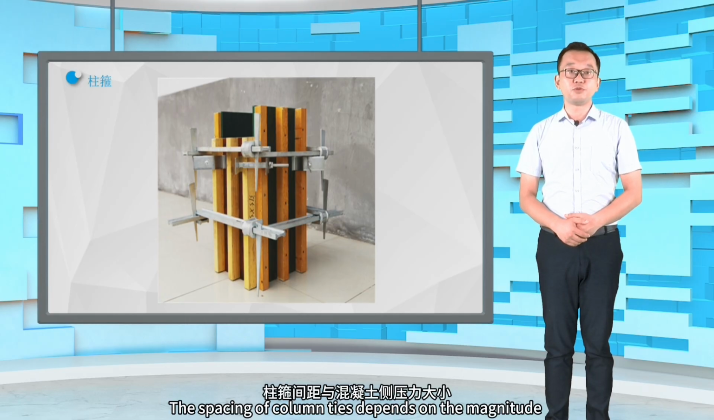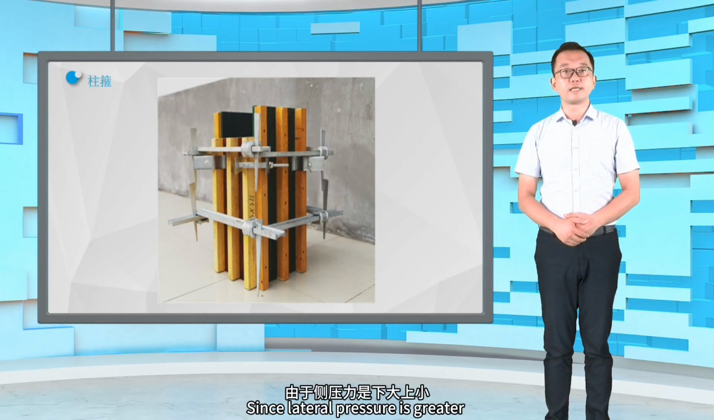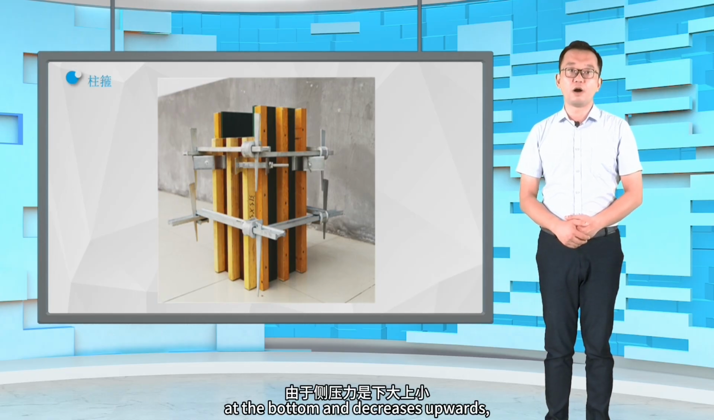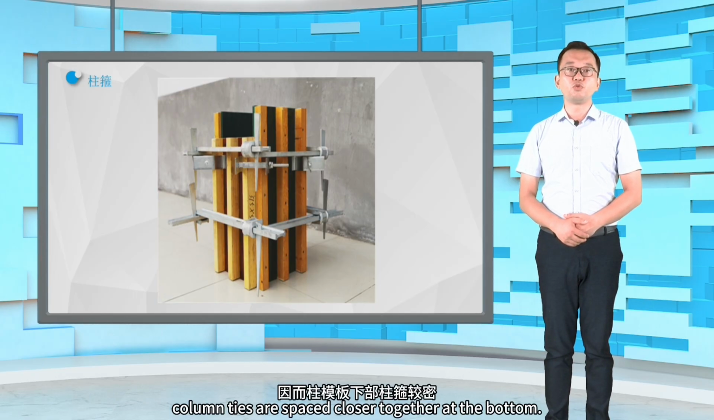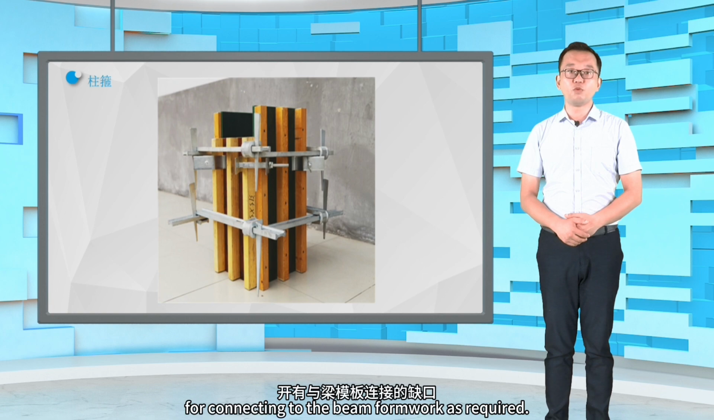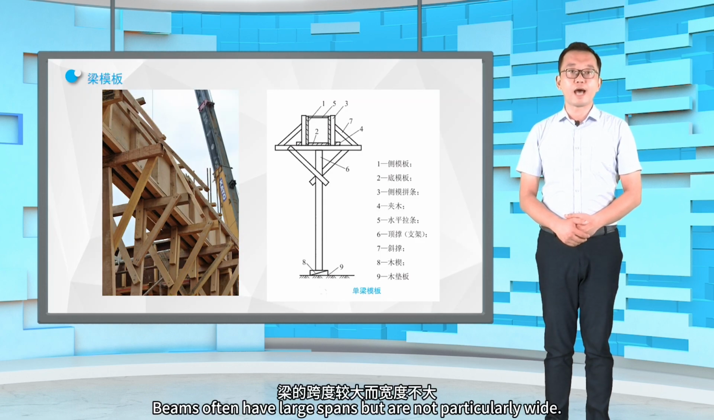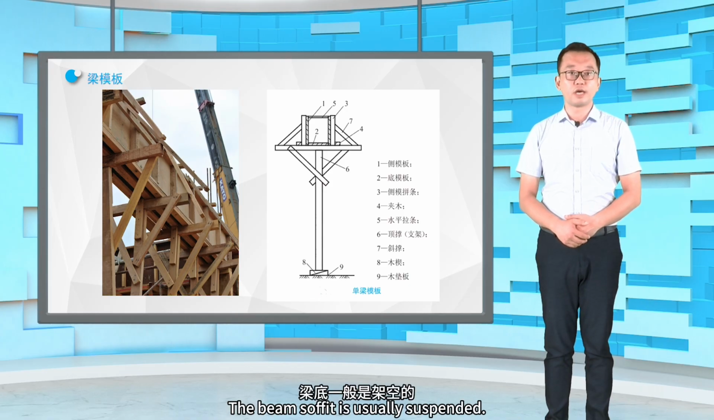The spacing of column ties depends on the magnitude of concrete lateral pressure and the panel thickness. Since lateral pressure is greater at the bottom and decreases upwards, column ties are spaced closer together at the bottom. The top of the column formwork has notches for connecting to the beam formwork as required. Beams often have large spans but are not particularly wide. The beam soffit is usually suspended.